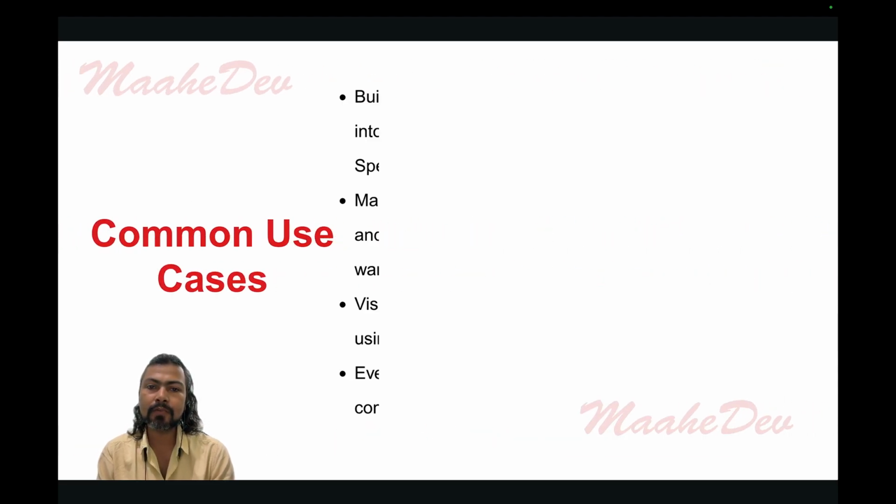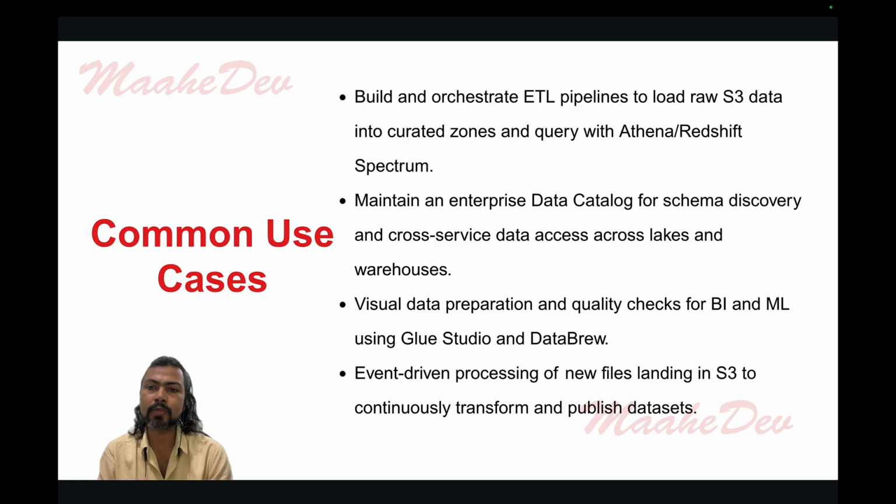minutes. Some of the common use cases for which AWS Glue can be used, or can be asked in the examinations. The question might have these keywords, or by reading these common use cases, you'll be able to relate that Amazon Glue is the answer. So Glue is basically where we need to orchestrate the ETL pipelines to load the raw S3 data or any data. We can have multiple inputs, not just an S3 source, but multiple source data added into Amazon Glue. We can maintain an enterprise data catalog.